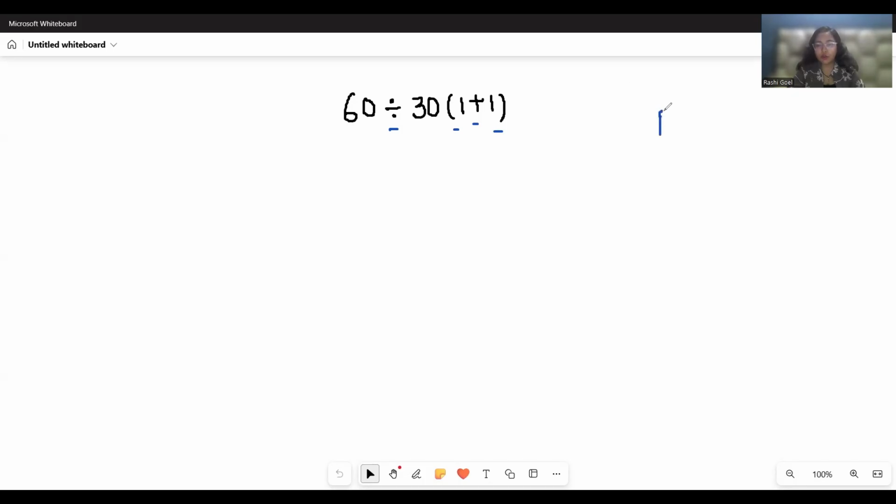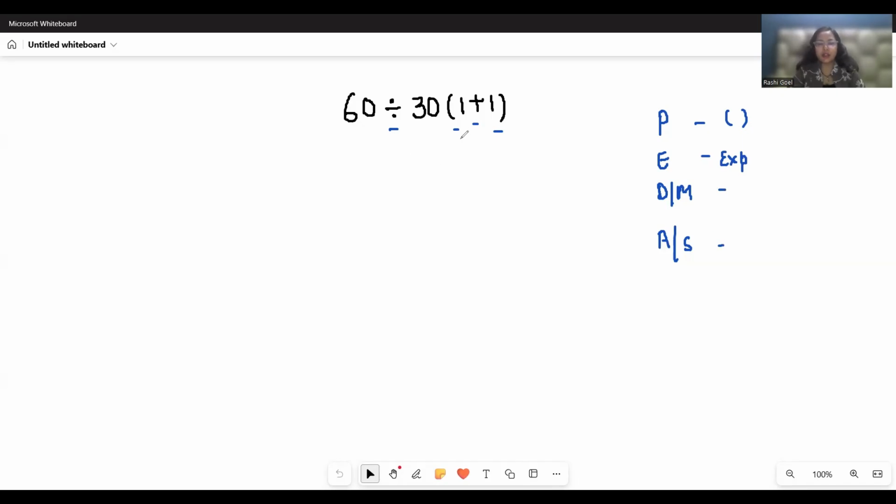So we are going to use the order of operations, that is the PEMDAS rule, where P stands for parenthesis, E stands for exponent. Division and multiplication both have the same priority. Similarly, addition and subtraction, from left to right.